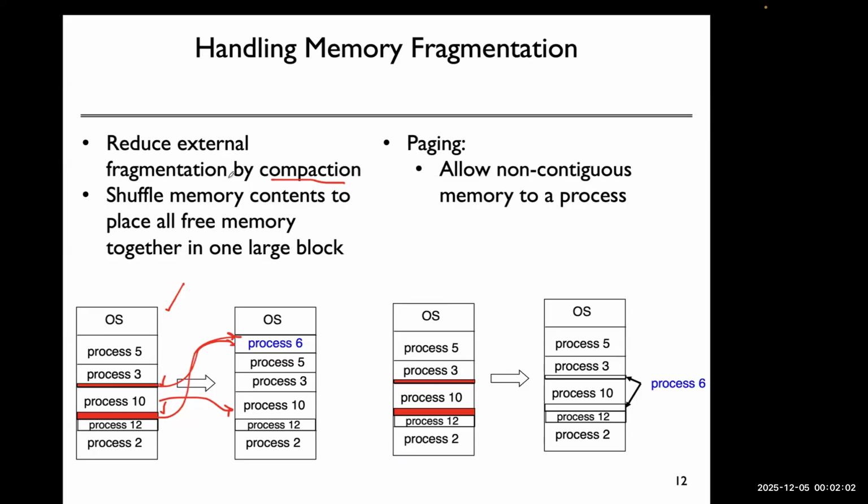Another option to reduce external fragmentation is paging. But with compaction, you are still following the restriction that the memory you allocate is contiguous. The only thing you do is move the content of the processes so that the free memory is next to each other, right? In paging, you remove that requirement altogether that the free memory should be contiguous. You allow non-contiguous memory for a process. So those holes remain at their place, right?